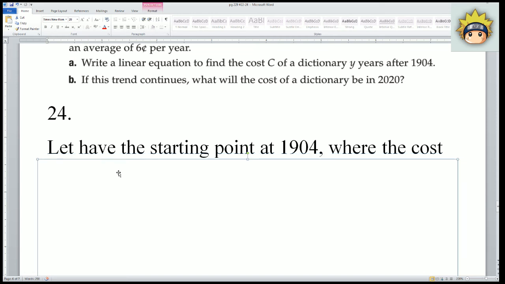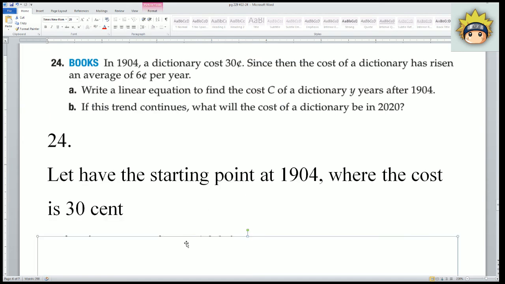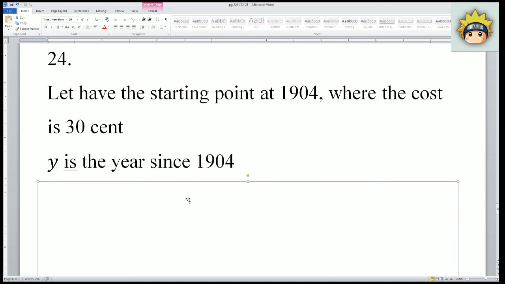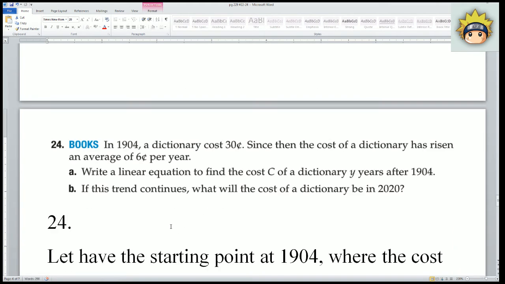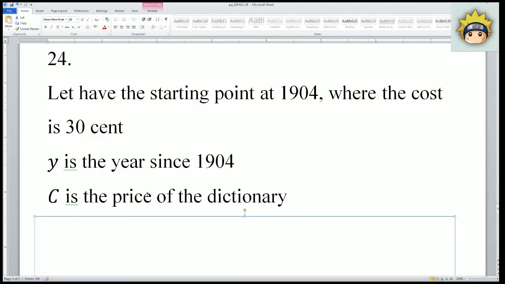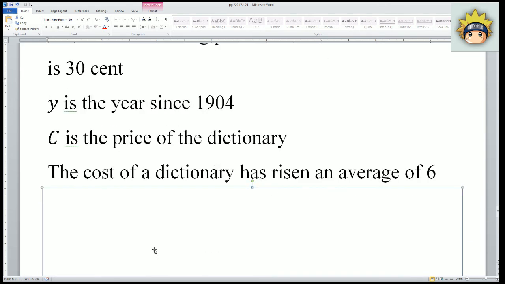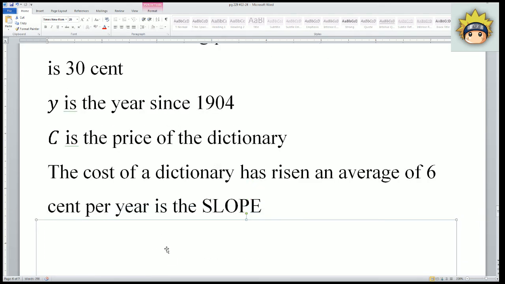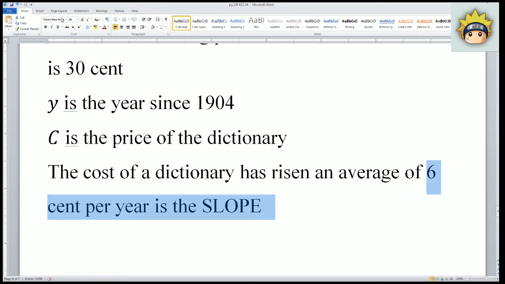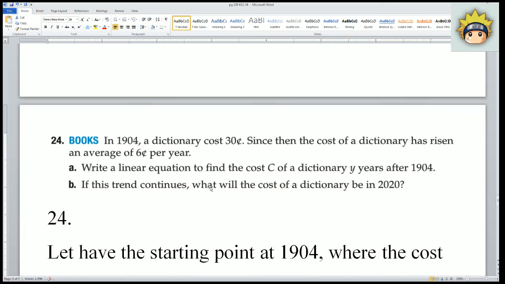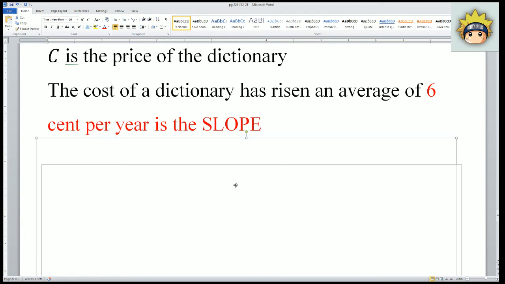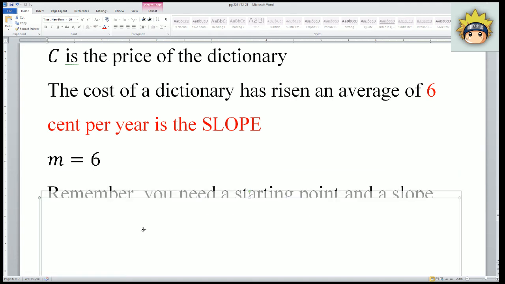Let's start at the starting point of 1904 right here, where the cost is 30 cents. My starting point, right? So y is the years since 1904 and C is going to be the price of the dictionary. That is just what they want us to use. You can use x or y, okay? The cost of the dictionary has risen an average of 6 cents per year, which is the slope. The hint is the word per. Do you see that? Has risen an average of 6 cents per year. That per gives you the indicator that it is the slope. So m is equal to the slope.